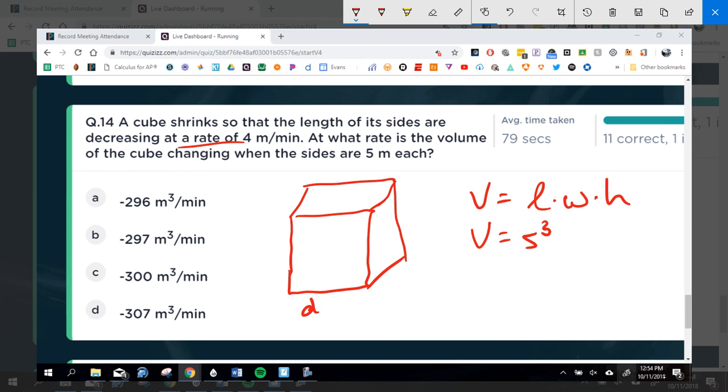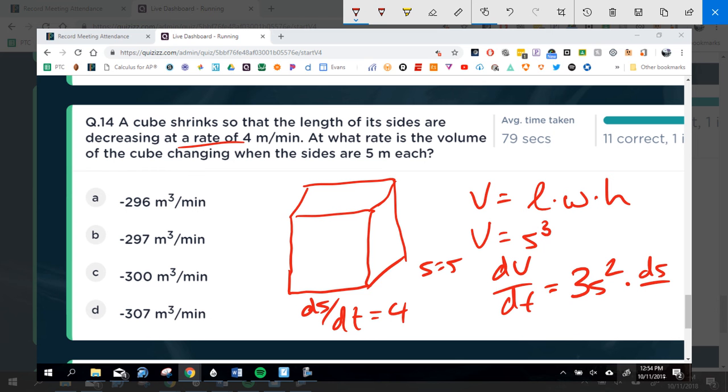Decreasing at a rate, so ds dt is 4 and s is 5. I'm going to take the derivative of that. 3s squared times the change in s over time. So it's going to be 3 times 5 squared. ds dt is 4, but it was decreasing at 4. So what else do I need to include there? It's a negative sign. So it's 3 times 5 squared times negative 4. So 75 times negative 4 is going to be my final answer. I'm guessing that's negative 300.